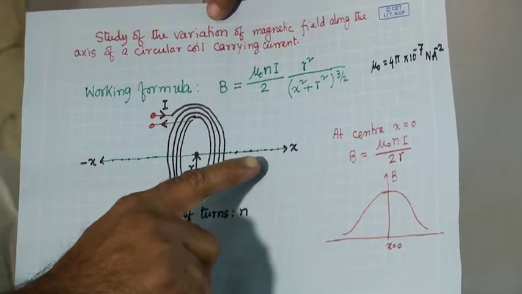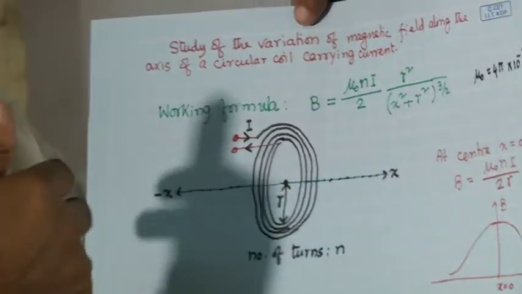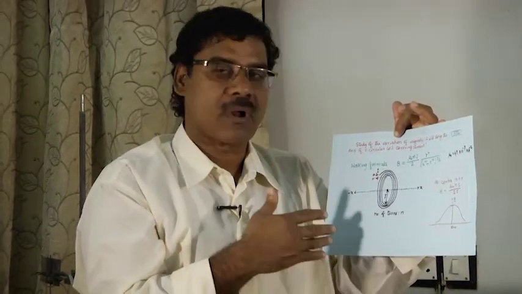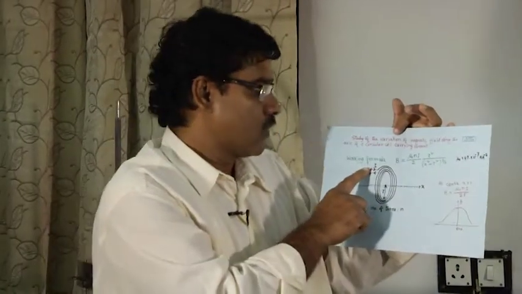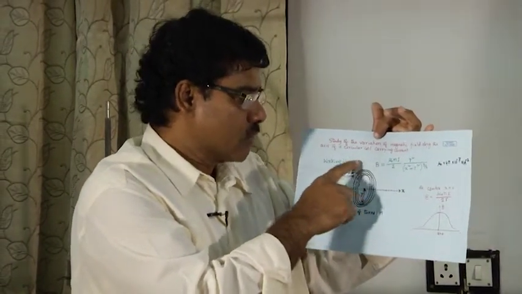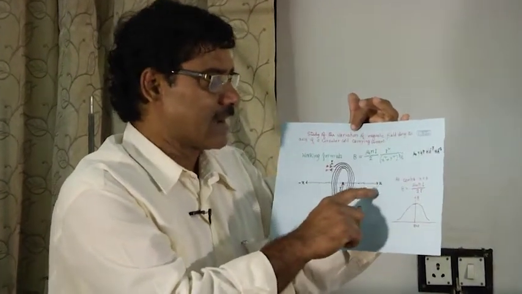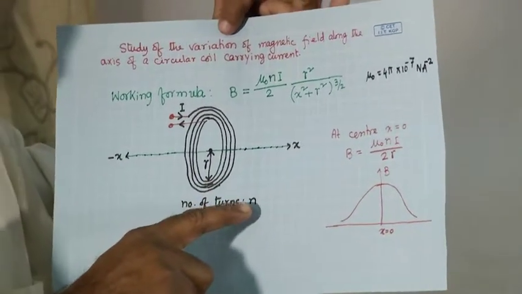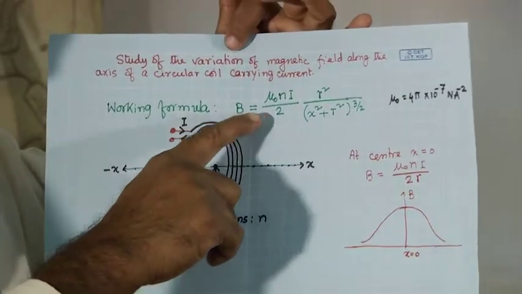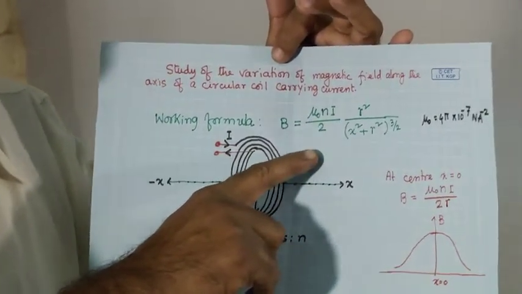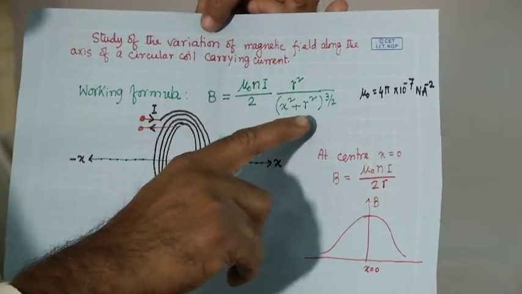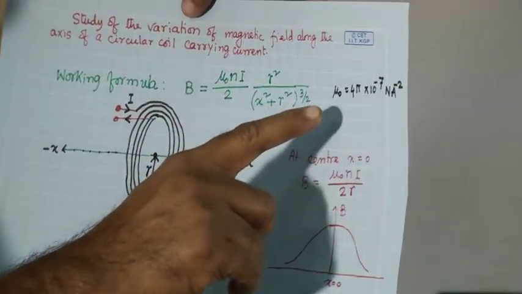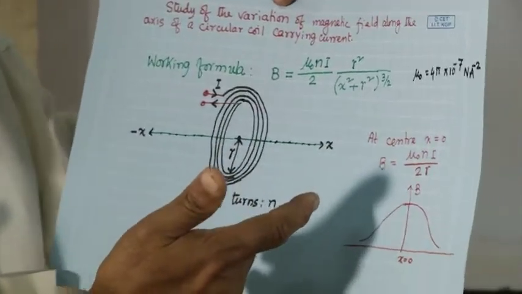Then if you look at the working formula, as I already discussed in the last class, the working formula for this experiment is B, the magnetic field produced by this coil on the axis at a distance x, where the coil radius is r and the number of turns is n. The formula is mu 0 n I by 2, r square divided by x square plus r square to the power 3 by 2. Here mu 0 is the permeability, basically air permeability.